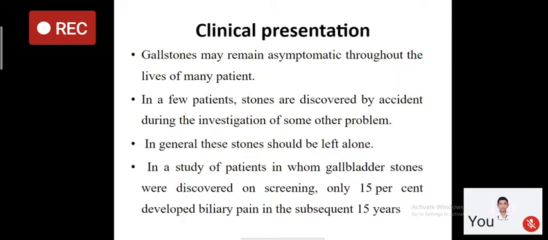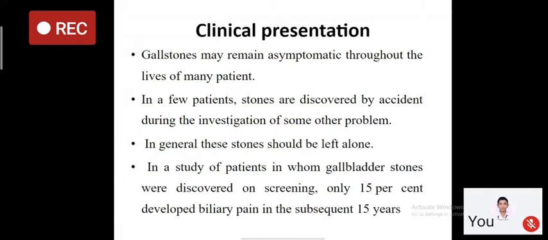Now coming to the clinical presentation. How do gallstones present? As I have told you, 80% of gallstones are asymptomatic. So the gallstone may remain asymptomatic throughout the life of many patients. In a few patients, stones are discovered by accident during the investigation of some other problem. Sometimes they are incidentally discovered while doing an ultrasound for some other pathology.